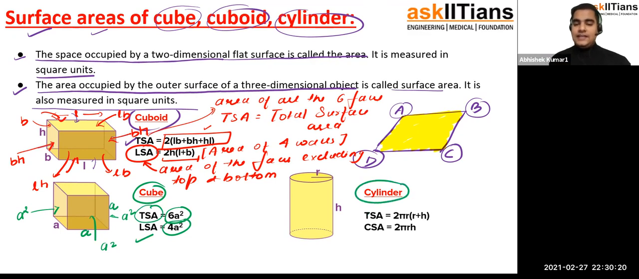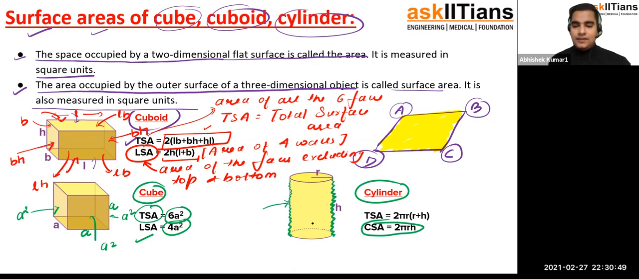So in case of cylinder, what is the meaning of TSA? Before moving to TSA, we should understand what is the meaning of CSA. Clear? So what is the meaning of CSA? CSA means the area of this curved part that you have here. I'm trying to show that to you. This curved part, which I am trying to show using green color, you have to find the area of this portion. The area of this portion denotes curved surface area.